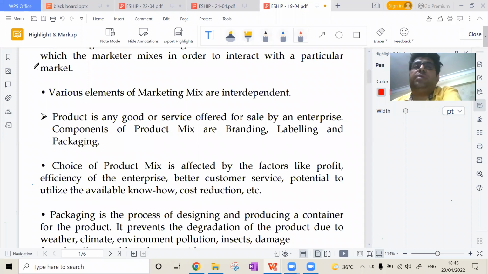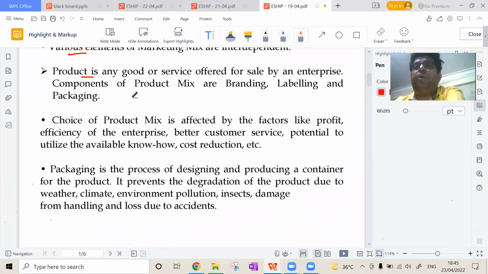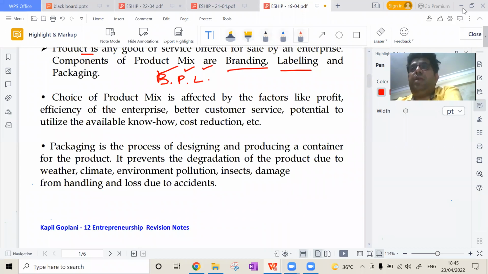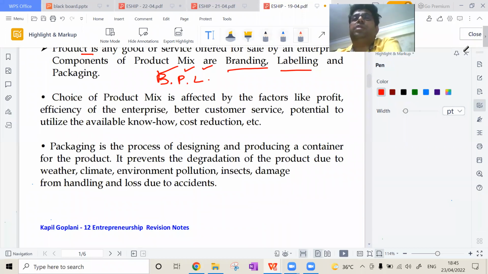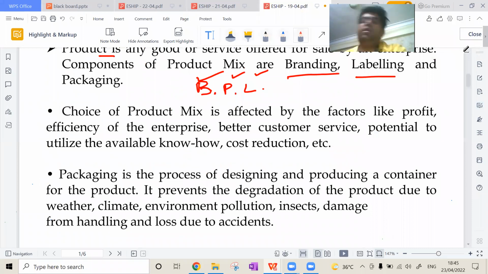Now, what are the various elements under product? Majorly, when we are going for product mix, it is branding, packaging, and labeling. These are the elements of the product mix. Now, the choice of product mix is affected by various factors. Maybe it can be profit, maybe it can be other factors. So you have to focus on that. What are the factors by which the choice can be affected? Is this clear?